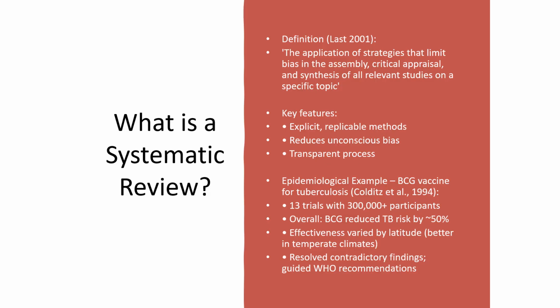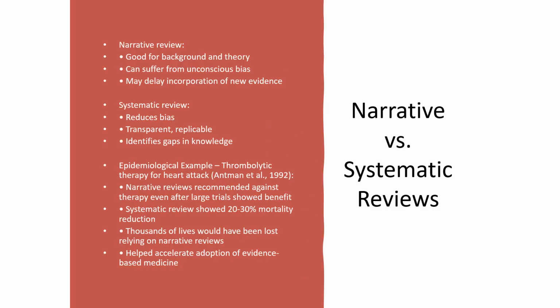But they also found that effectiveness varies by latitude. BCG worked better in temperate climates like Europe and North America than in tropical climates. This resolved the contradiction. The variation was real, not random. This systematic review guided WHO recommendations to use BCG in high-burden settings and to focus on other prevention strategies where BCG worked poorly.